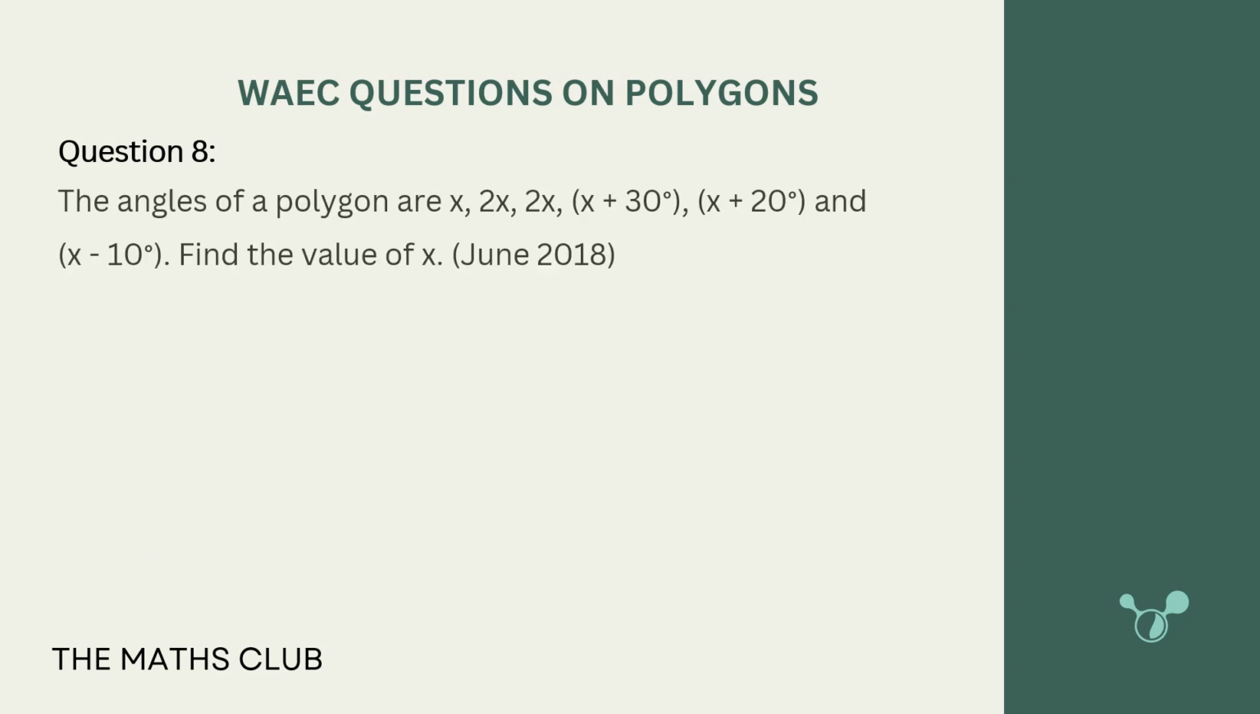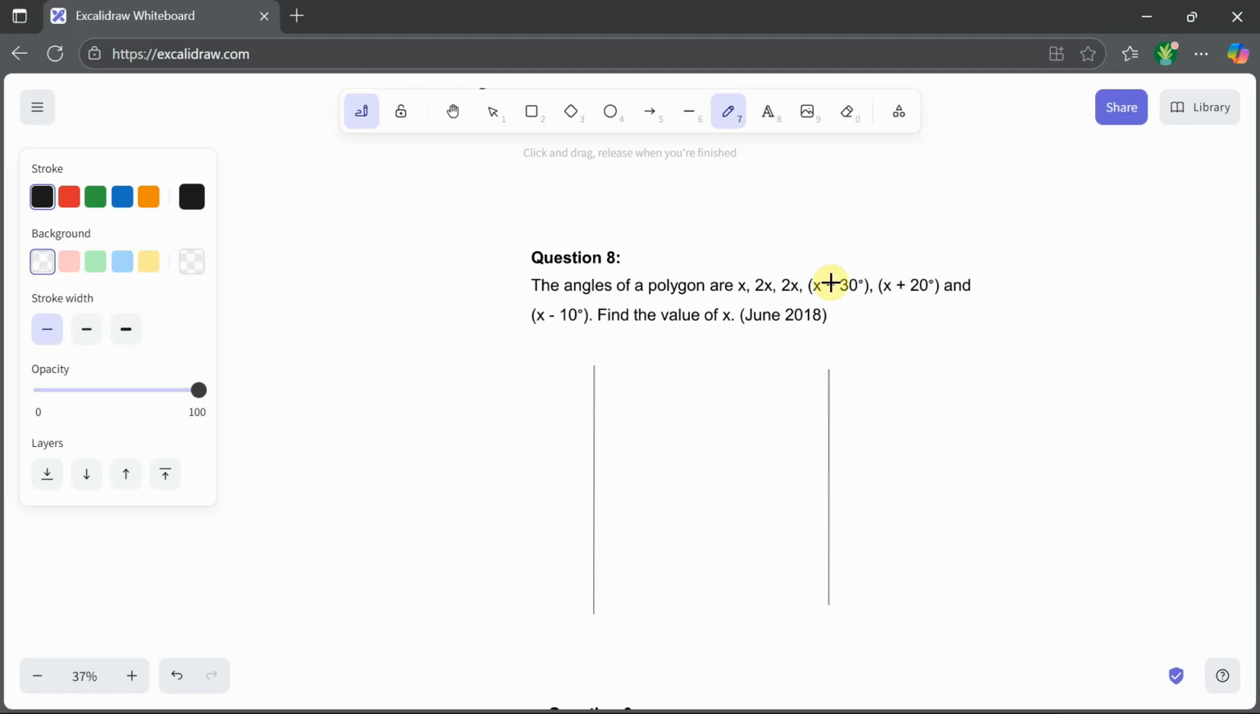Question 8 now says that the angles of a polygon are x, 2x, 2x, x plus 30 degrees, x plus 20 degrees, and x minus 10 degrees. Find the value of x, from June 2018. I'm sure you can solve this. So the number of sides of this is 1, 2, 3, 4, 5, 6. So we're told that n is 6. Even though we're not told, we can deduce that n is 6.